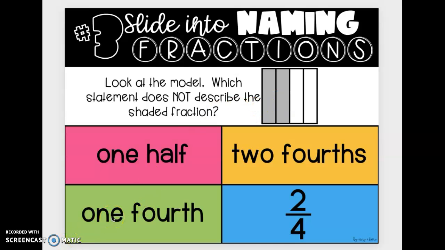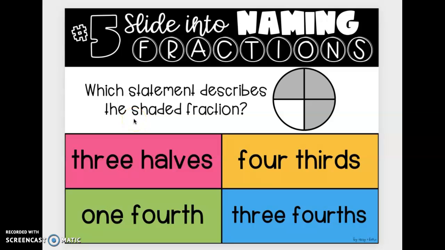One fourth. Is one fourth of the square shaded? Nope. Two fourths. That one's not right. Let's double check the last one and see if it matches. Two fourths. Yep, two out of the 1, 2, 3, 4 pieces are shaded. Let's practice another one.